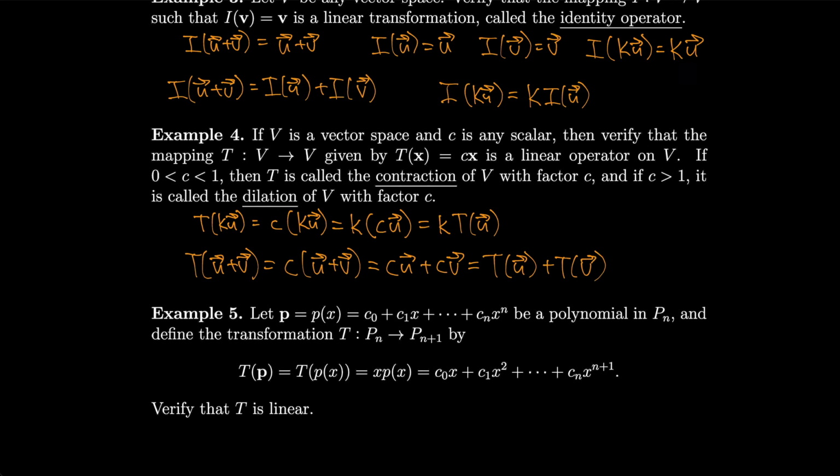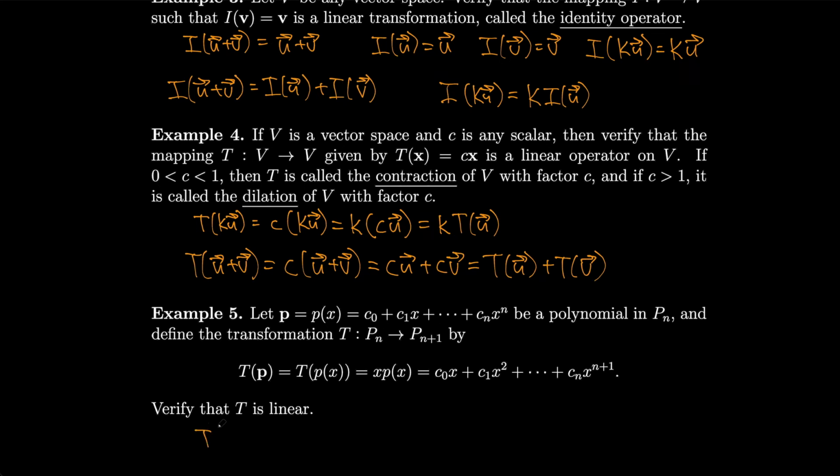How about we let P of x equal just a polynomial, c0 plus c1 x, etc., through cn x^n. So it's a polynomial in Pn, and let's define the transformation T from Pn to Pn+1 by the transformation that just takes x and multiplies it by the polynomial. So T of a polynomial just throws x onto each of the terms. So the constant term gets an x, the x term becomes x squared, and so on. Let's verify that T is linear.